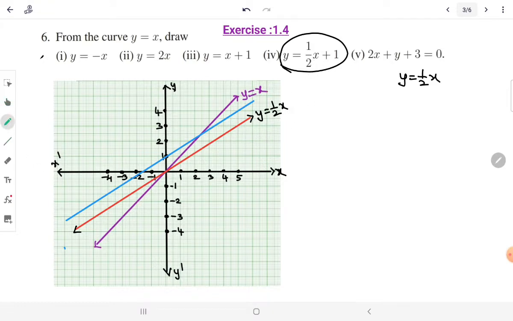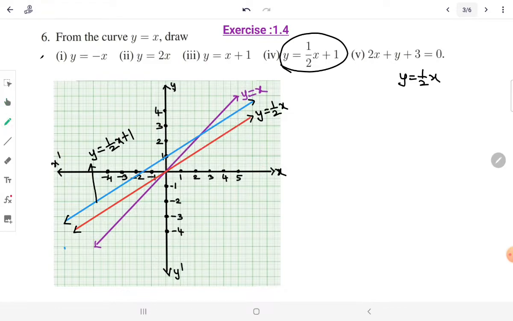So this blue color graph is nothing but y is equal to half x plus 1. I hope you will be able to follow. See, half x means the purple color graph is x. Half of x means this multiplying factor is less than 1. Half is less than 1, so the purple color graph will come closer to the x-axis. Now after that, since it was plus 1, this red color graph will shift upward by 1 unit. So this blue color line is your final answer.